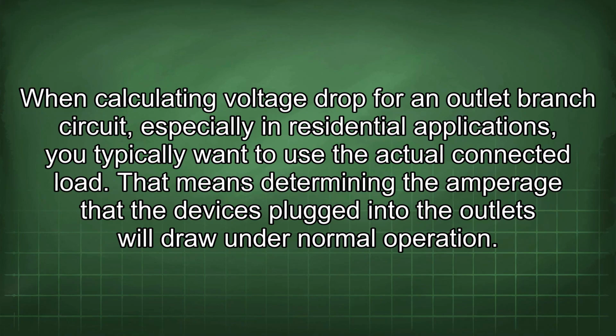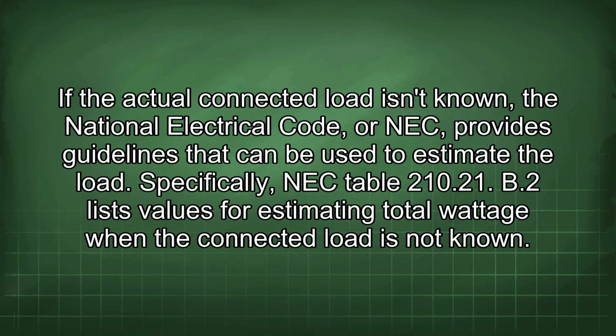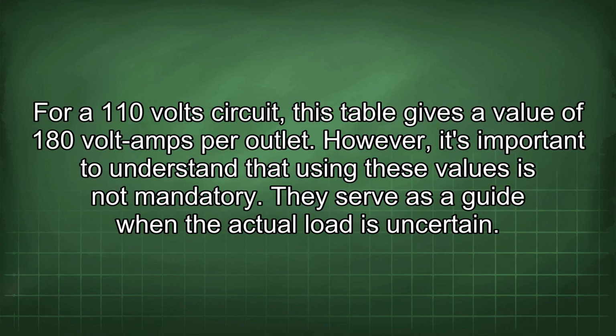When calculating voltage drop for an outlet branch circuit, especially in residential applications, you typically want to use the actual connected load. That means determining the amperage that the devices plugged into the outlets will draw under normal operation. If the actual connected load isn't known, the National Electrical Code, or NEC, provides guidelines that can be used to estimate the load. Specifically, NEC Table 210.21 B2 lists values for estimating total wattage when the connected load is not known. For a 110-volt circuit, this table gives a value of 180 volt amps per outlet.